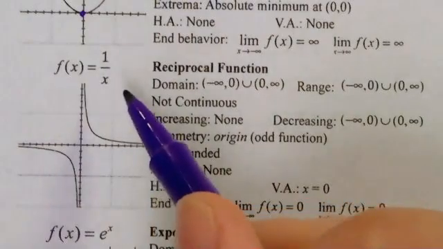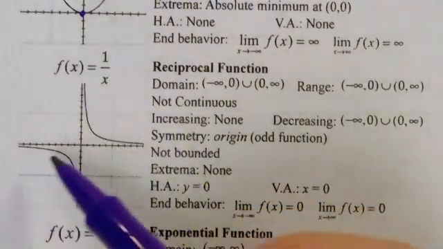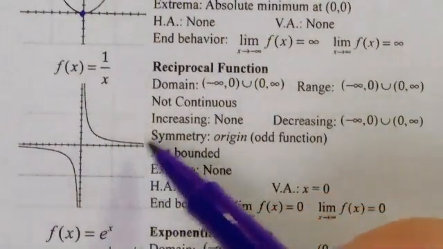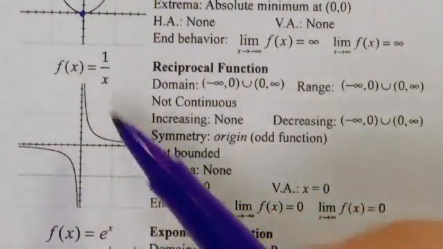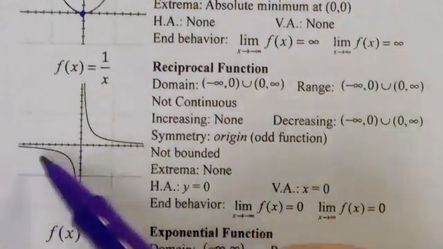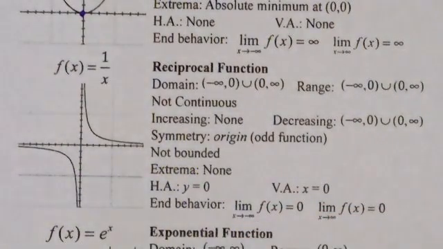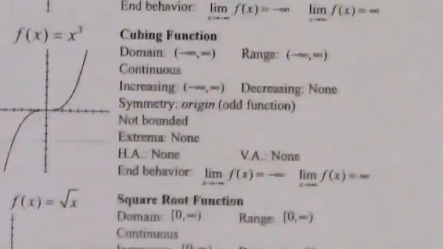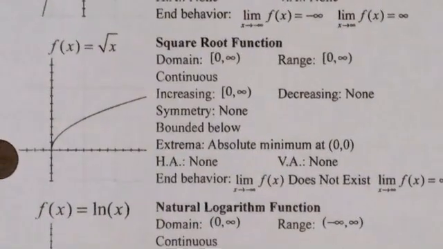Reciprocal function is where x is in the denominator. So you're going to see that shape here. It actually does create some asymptotes. So the y-axis is an asymptote, and so is your x-axis. If that was transformed, of course, that would change, but this is not continuous because of those asymptotes. All right, we've got square root function.